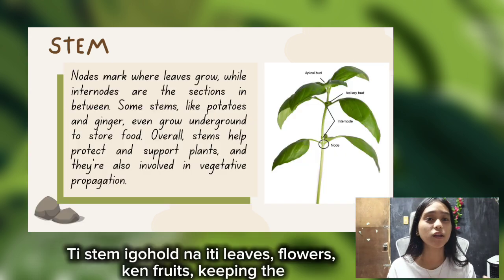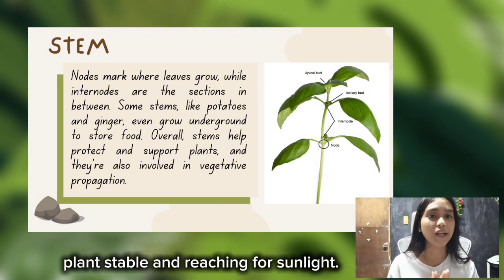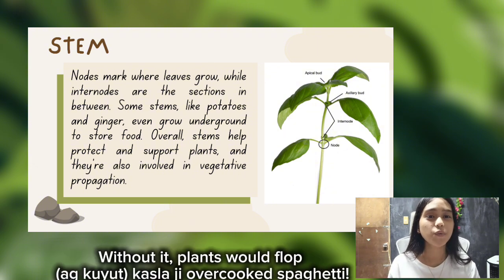The stem holds up the leaves, flowers, and fruits, keeping the plant stable and reaching for sunlight. Without it, plants would flop.